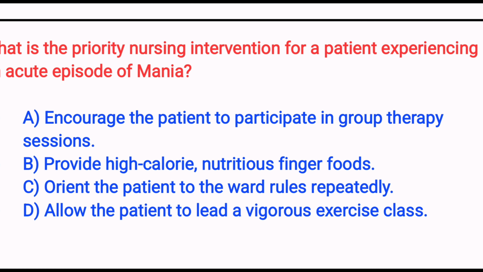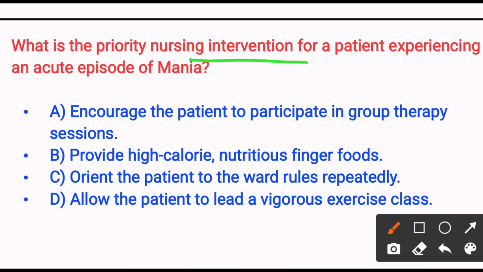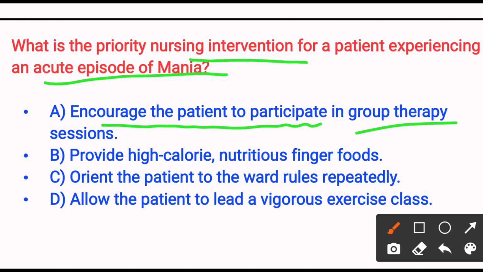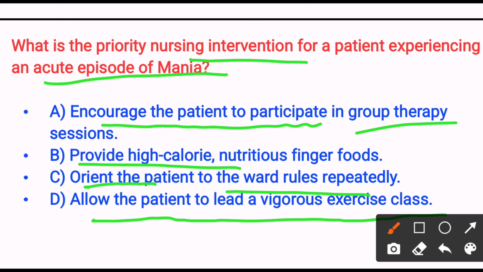Next, what is the priority nursing intervention for a patient experiencing an acute episode of mania? Option A, encourage the patient to participate in group therapy sessions. Option B, provide high-calorie, nutritious finger foods. Option C, orient the patient to the ward rules repeatedly. Option D, allow the patient to do vigorous exercise. The answer is option B.